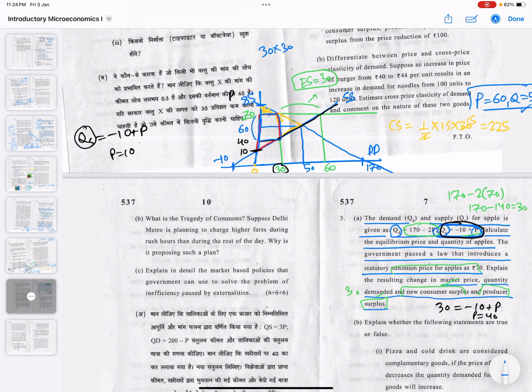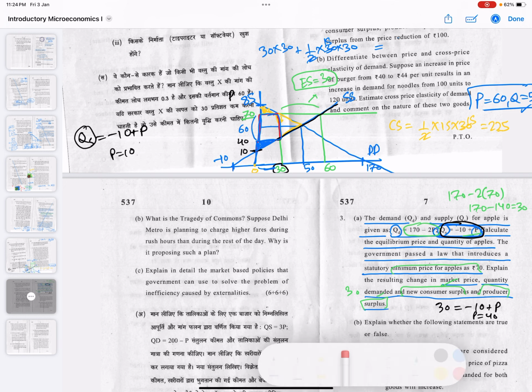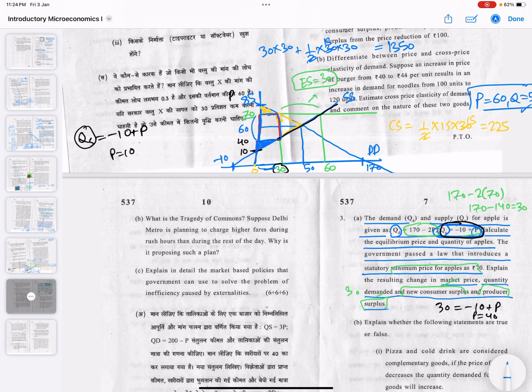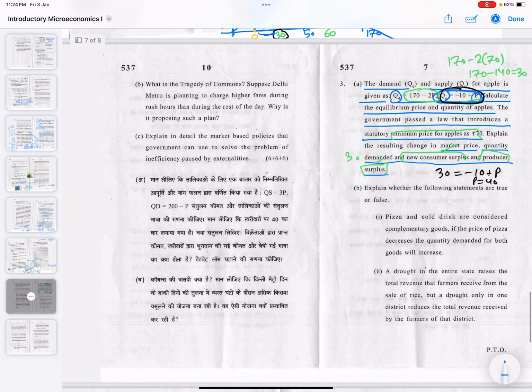So 40 minus 10 into the length into breadth, and then the area of this small triangle, the shaded one. So this would be half into 30 into 30. So this would be 15 into 450... 900 plus 450, you will get 1350. Okay, so first part is done.